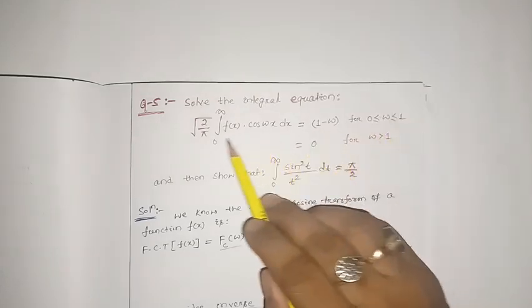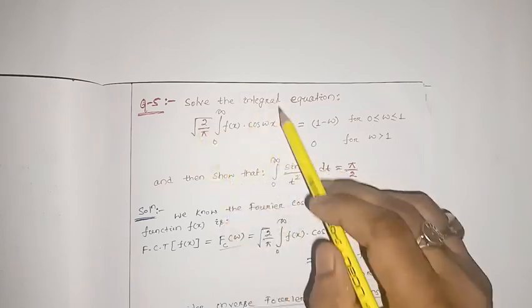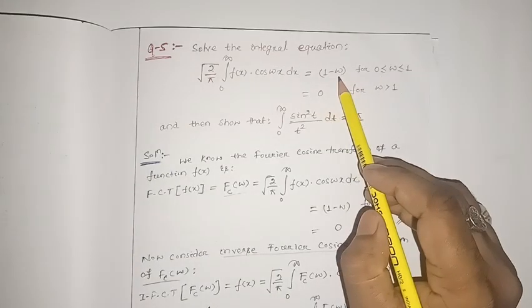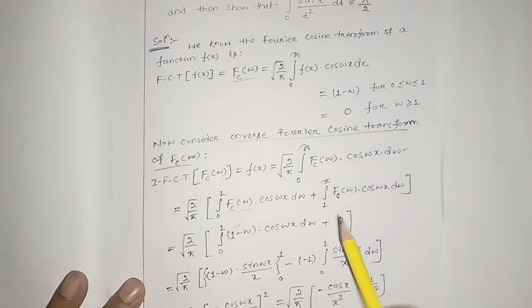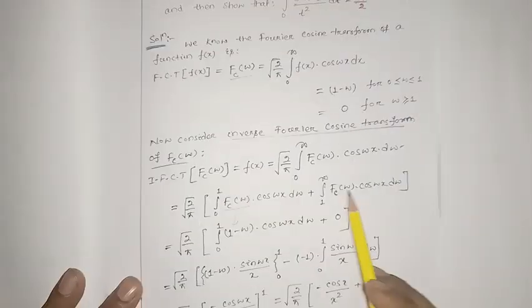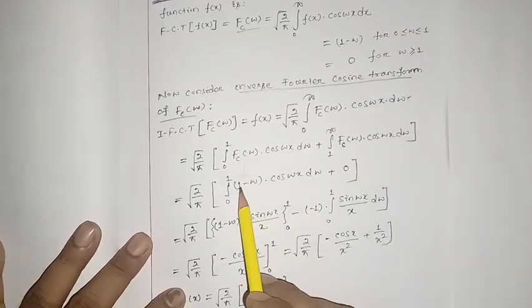So 0 to 1, here you can see in between 0 to 1, what is the value of F_c(omega), or the Fourier transform of f(x)? Value is 1 minus omega. So instead of F_c(omega) in between 0 to 1, the value is 1 minus omega. I have substituted 1 minus omega. Again above 1, that means in between 1 to infinity limit, this value is 0. I have substituted 0, so this entire integration will be 0, right? Then this is 1 minus omega.